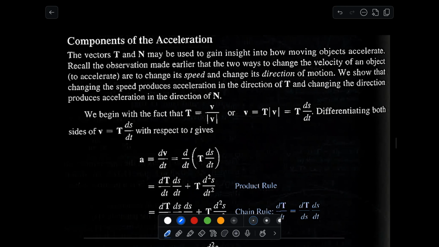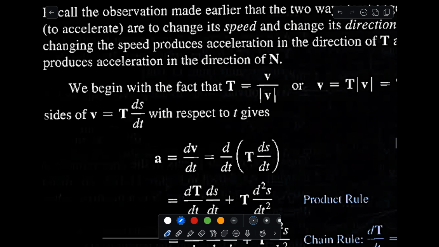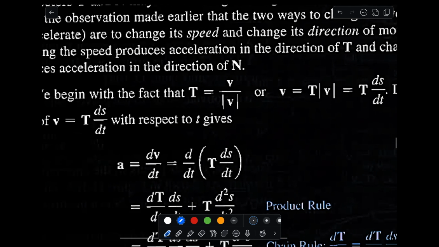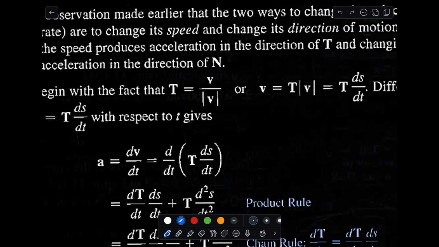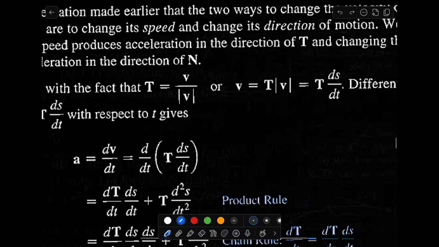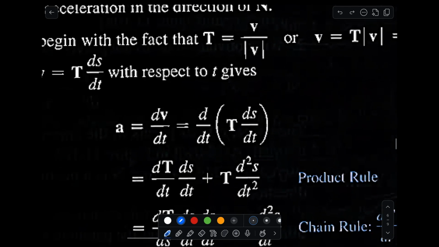So, solving for acceleration, you have this, and this is just referring back to an alternate definition of what velocity is, right? Due to the unit tangent vector times your speed. And then you take the derivative of this, you have the product rule applied.